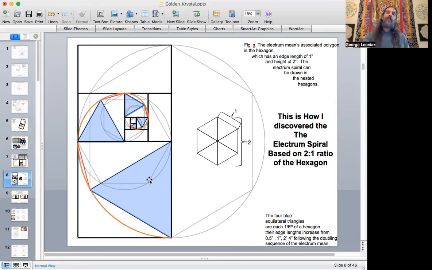So what I did was I started out with a big hexagon, and then I put a triangle here, and that followed the curvature of that circle arc that's going around. And then I set up another hexagon there and took one triangle of that one, another hexagon, one triangle, another hexagon, one triangle. And what do you know, that gave me the relationship that I was looking for, the 1 to 2 in a polygon. So that's how the Electrum spiral is related to the hexagon.